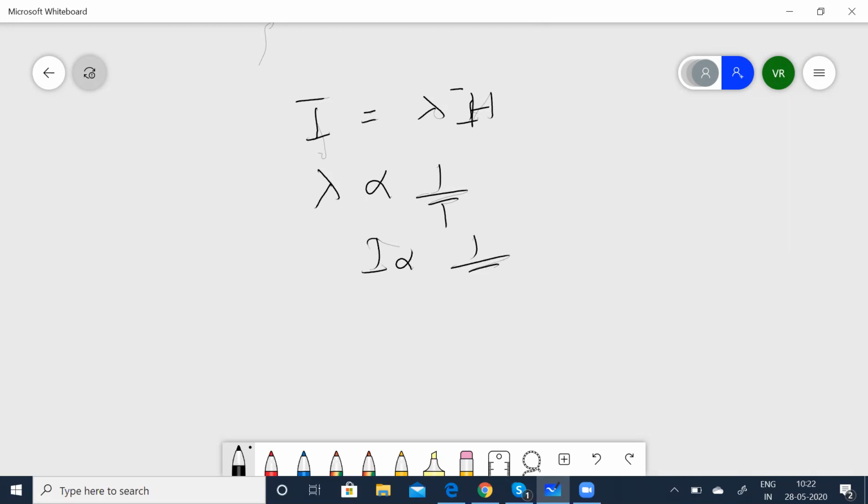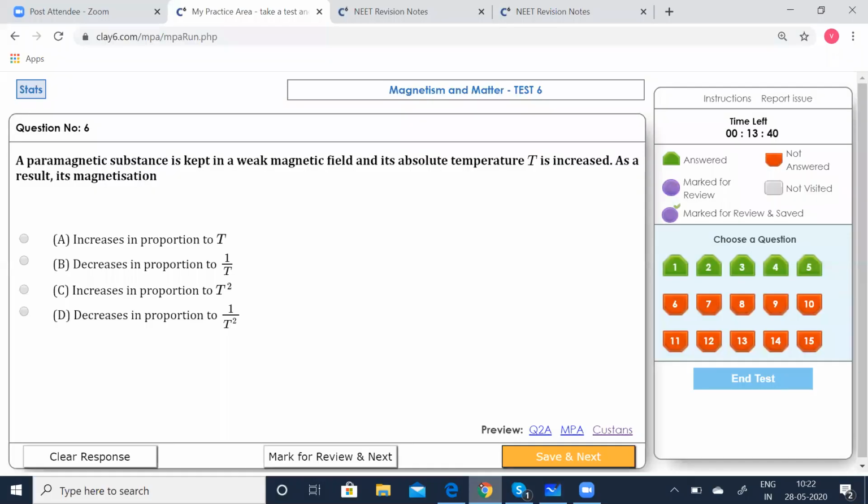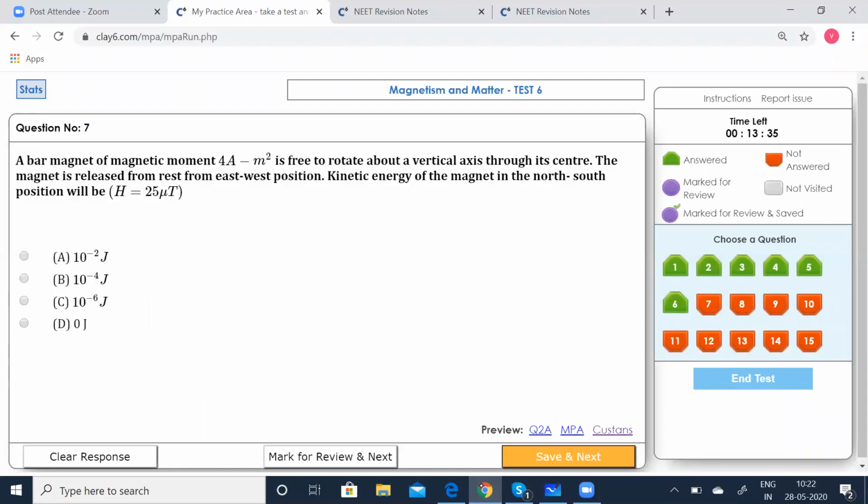Now, magnetization I is equal to lambda H, where, for a paramagnetic substance, lambda is inversely proportional to the absolute temperature T. So from 1 and 2, we get I is proportional to 1 by T. So option B is correct. Save that. Go to the next.